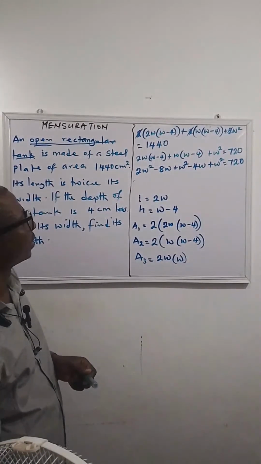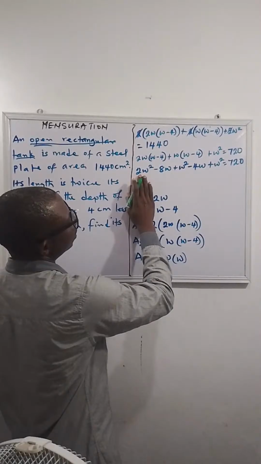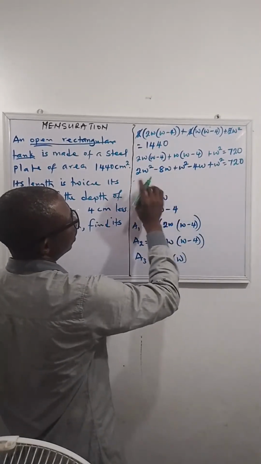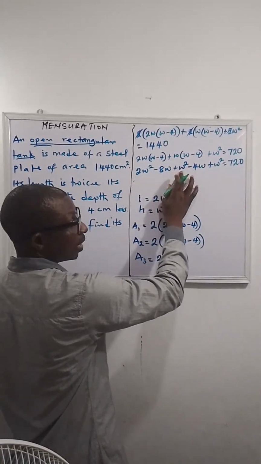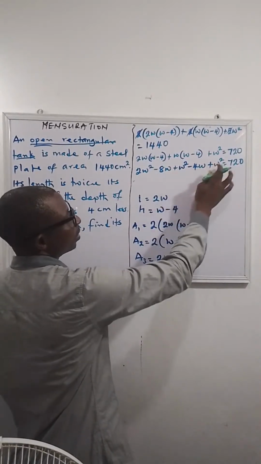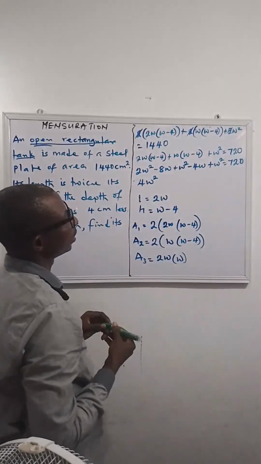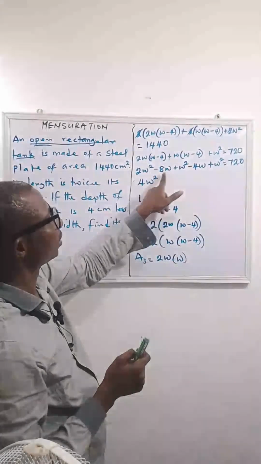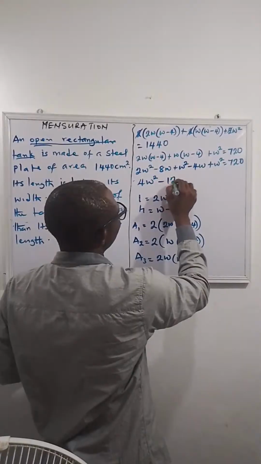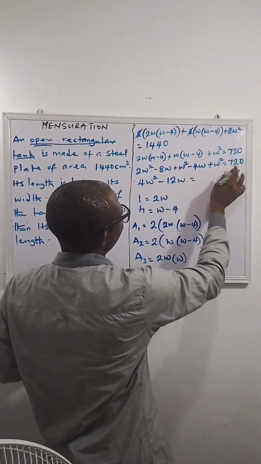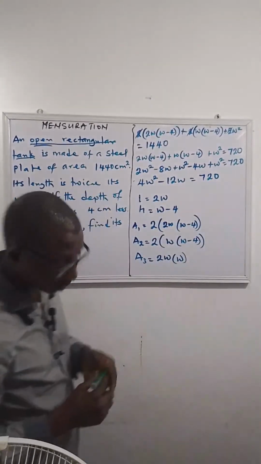So what do we do next? Let's add the ones that have squares together. We have 2w squared plus 1w squared plus w squared, making 4w squared. Now let's add the w terms together. That gives us negative 12w, so negative 12w equals 720.